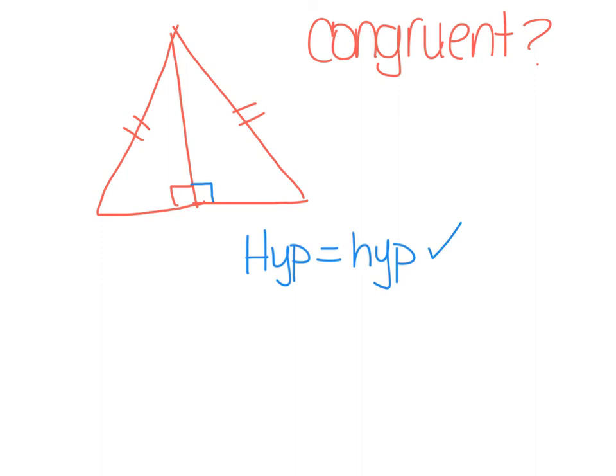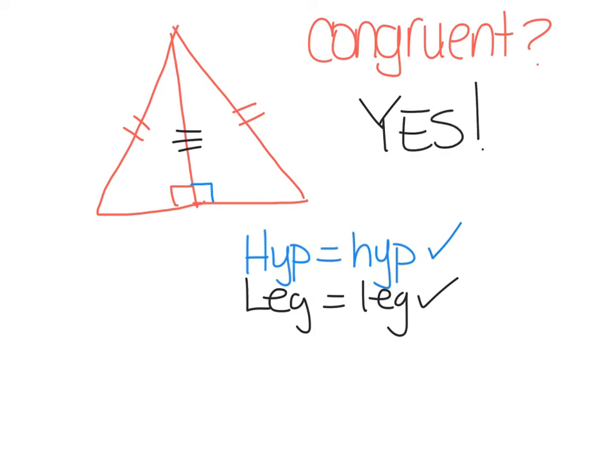I don't see another leg. Do you see where a leg is congruent to another leg? I don't either. Oh, wait a minute. In the middle, that is a shared side, which is a leg. So do I have one leg that's congruent to another leg? Yes, I do. The question: are these triangles congruent? Yes. Why are they congruent? Because of the HL postulate.